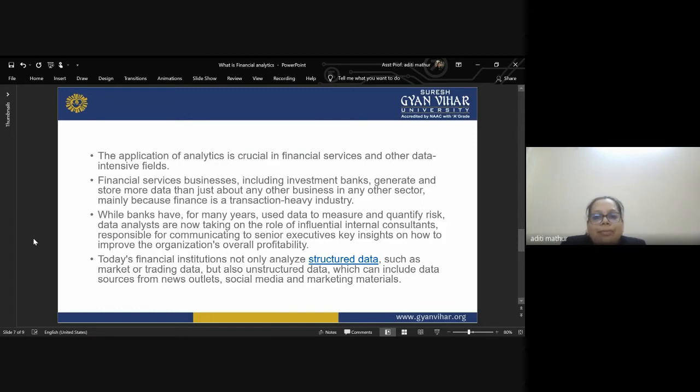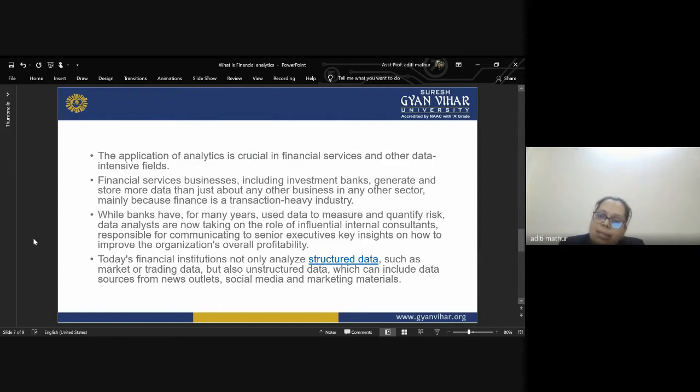Okay. Now the point which we have to discuss today is that the application of analytics is crucial in financial service and other data intensive fields. So application plays a very vital role, and that's why we say that when you have to use a particular software, you need the help of experts. You need to undergo the training, you need to undergo the orientation programs of those softwares, right?